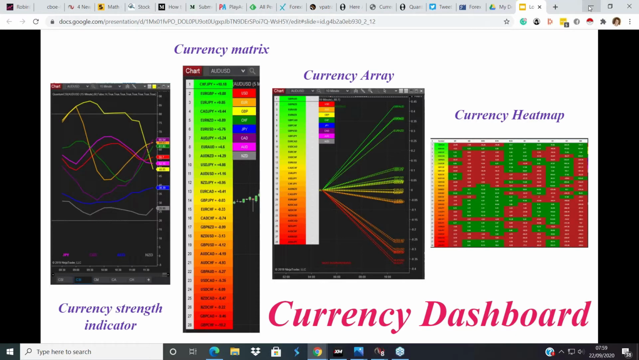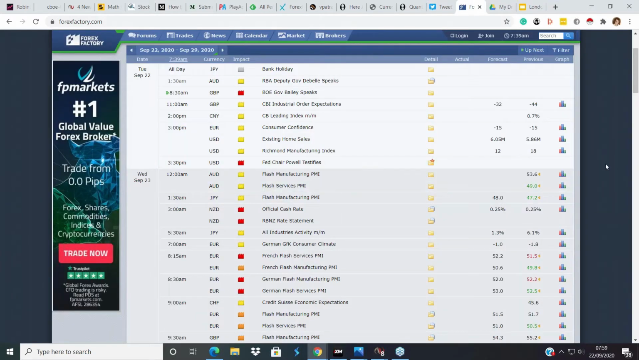But the best way to see all this in action is on the charts themselves. But before we do, I've just got a couple of things. London is coming up now. What's happening on the fundamental side? Well, we've got Governor Bailey coming up at 8:30.